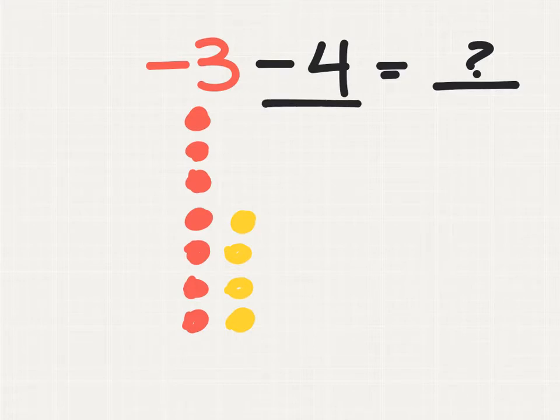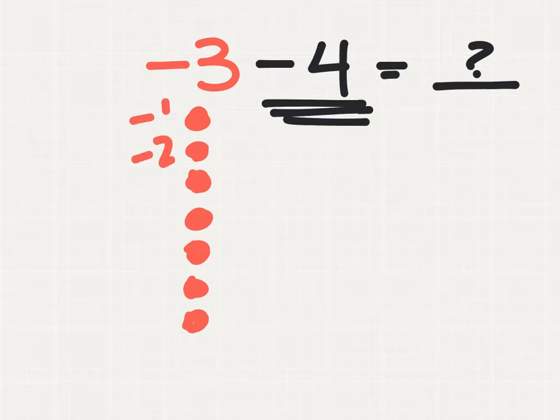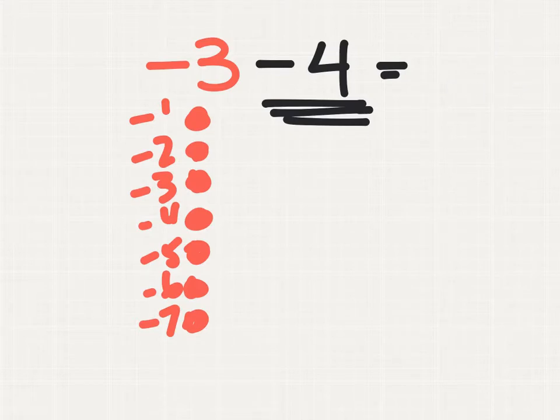It says here, take away 4. So I'll use my eraser and I'll eliminate the 4 positive counters. I'm taking away the 4. And that leaves me with 7 negative counters. So my solution for -3 minus 4 appears to be -7.